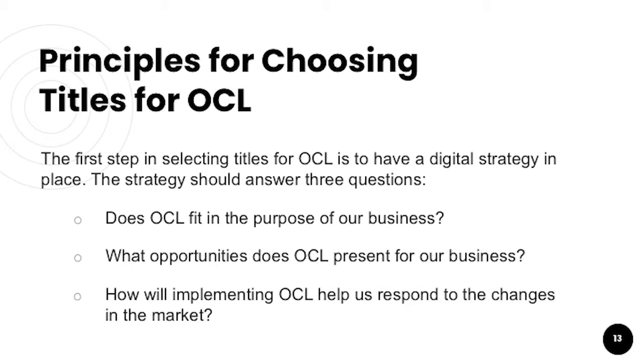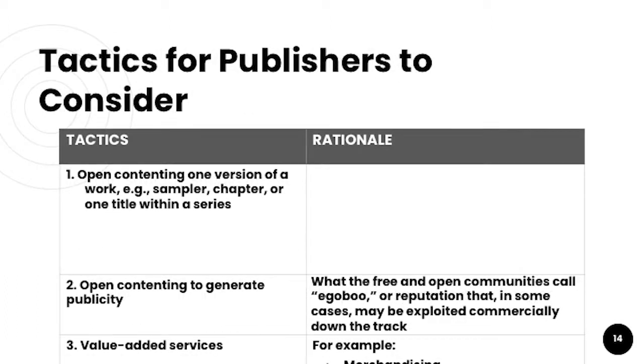And secondly, although our primary market is Africa, we should always have a greater vision of the wider world that the digital platforms provide. And so finally, tactics for publishers. Longhorn has already used open contenting one version of a work, a sampler, chapter, or one title within a series, and I will show how we are doing that.